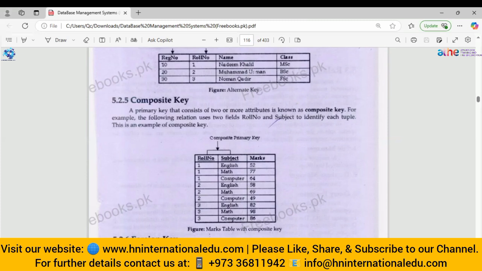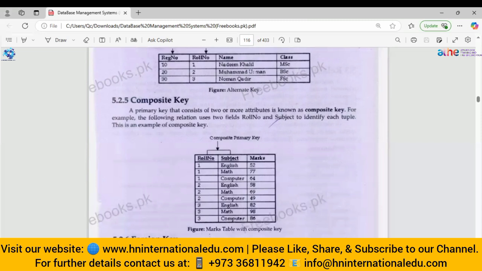If you see roll number 1 and English, if we combine them both, we have no other combination of 1 and English. If we combine 1 and math, we have no other combination of 1 and math. So when we don't have a specific primary key, what we do is combine two columns such that the combination doesn't repeat itself.